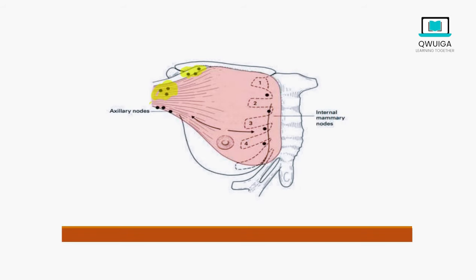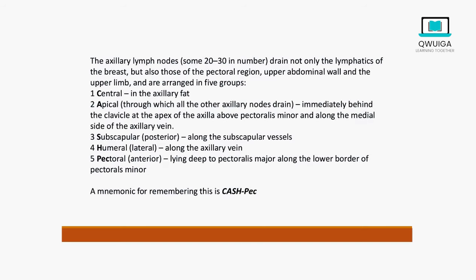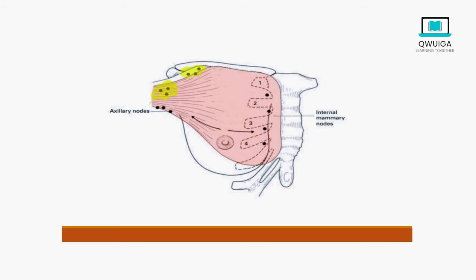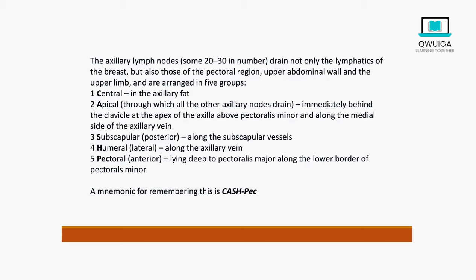Then also we have the humeral or lateral group, which is along the axillary vein, and the pectoral or anterior group that lies deep to the pectoralis major. So this is already showing the pectoralis major, but beneath this structure we have the pectoral group of axillary nodes. The mnemonic for remembering this can be referred to as CASH PEC. When you have cash, you always get pecs.